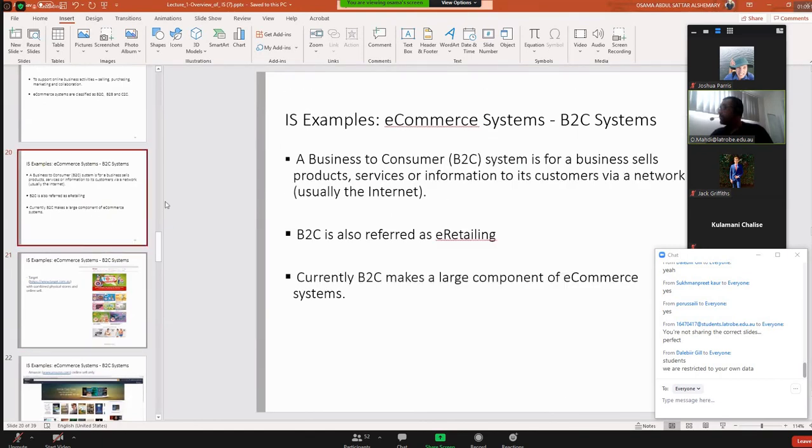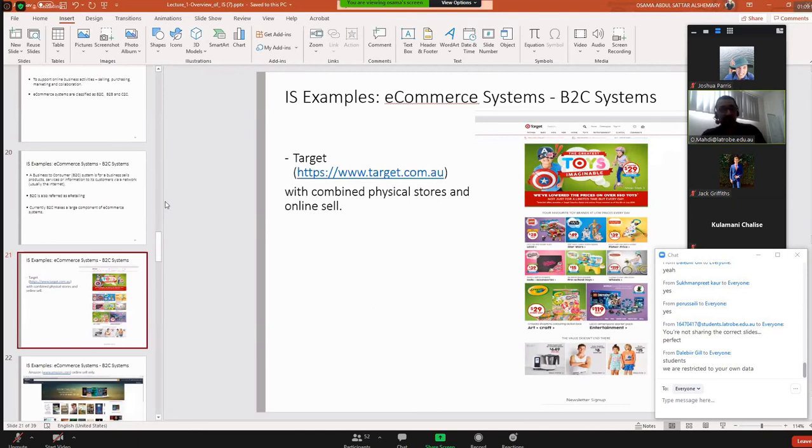For example, Target. I believe everyone has visited Target before. We can consider it a business to customer system because it comes with an online service. You can buy products online and they will be delivered directly to your home. It's an example of an e-commerce system. At the same time, it combines a physical store and an online store.